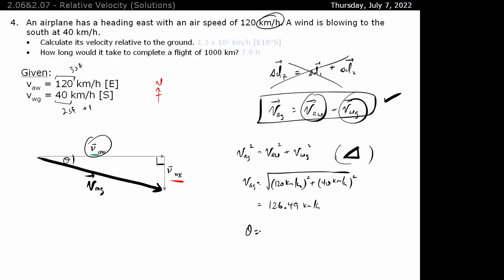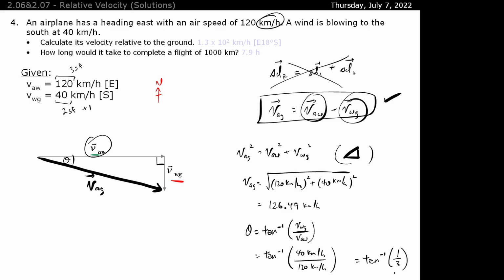I'll stick with black and white. Theta is equal to, therefore, opposite and adjacent, that's a tan inverse of our opposite, which is VWG, over VAW. Now, VWG is equal to 40 kilometers per hour divided by 120 kilometers per hour. You could calculate it like this, and some of you smarty pants might notice that you could also do this at tan negative 1 of 1 to 3 ratio.